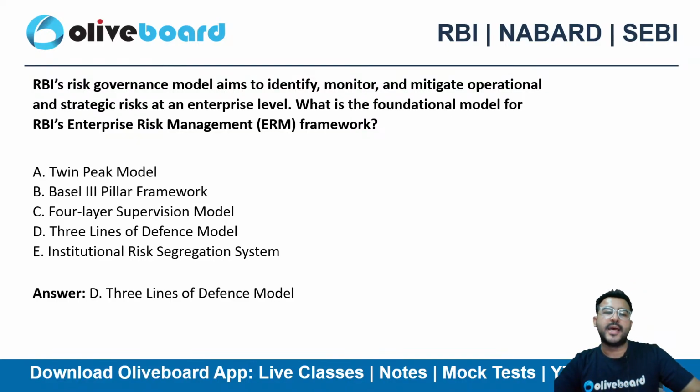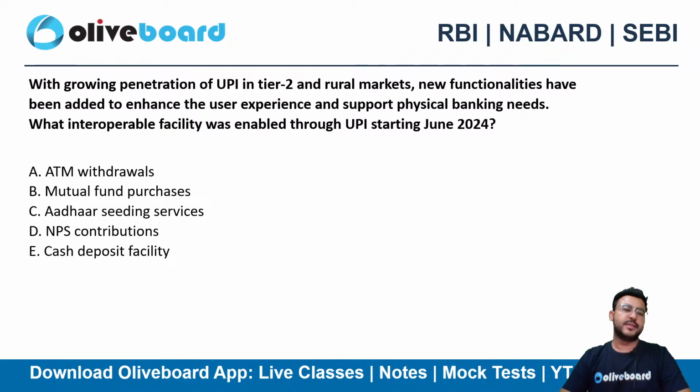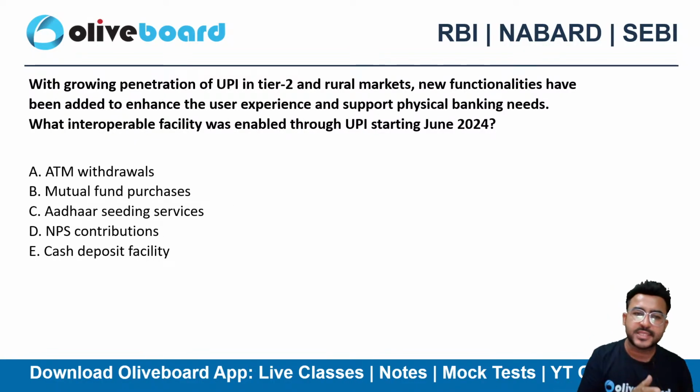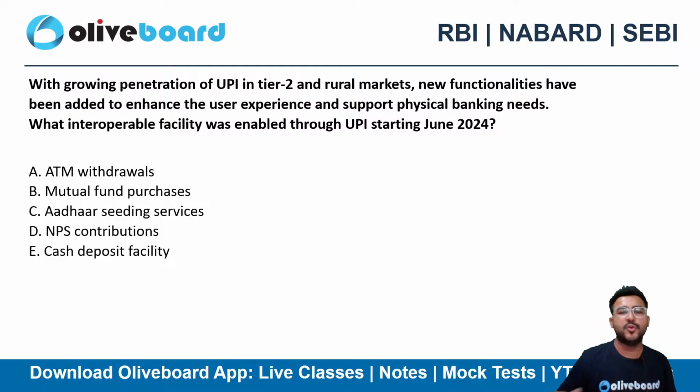It's also called the three lines of defense model. Okay, three lines of defense model, right? Next is, which growing penetration of UPI in tier 2 and rural markets.